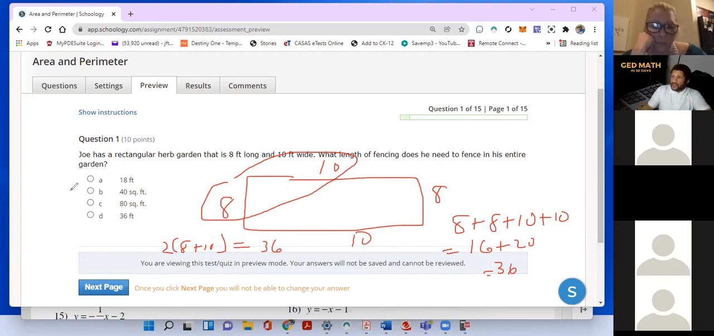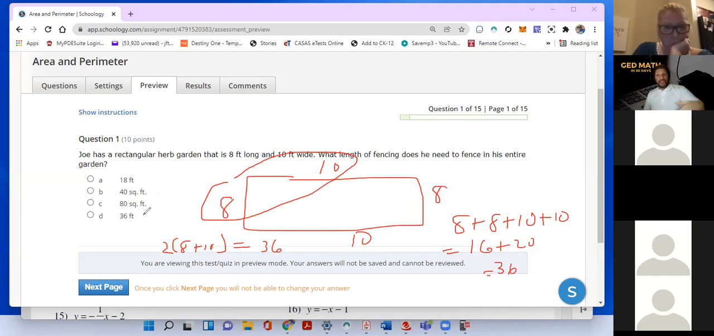Okay, so that's the answer. Now, let me explain something to you. The second thing I want you to be able to do. Say, for example, you couldn't remember which one to use. This is one thing you should know, though. Look at the answers. A and D are in feet. B and C are in square feet.